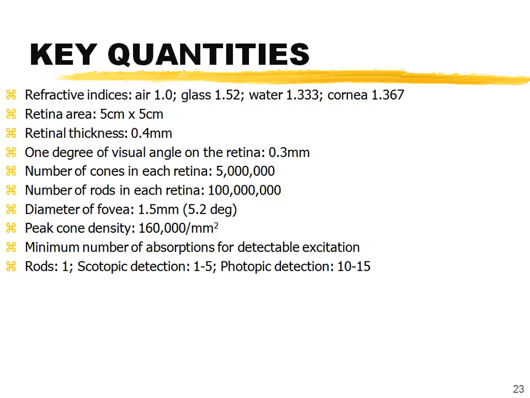Now the minimum number of absorptions for any photoreceptor to actually sense something, for rods, is just 1. Low light detection, scotopic detection, is 1. A single photon of light coming through will fire it off. For scotopic detection, in order to actually differentiate something, it needs about 1 to 5 photons coming through at night time. And of course, for photopic detection, you need 10 to 15. Much higher number of photons need to come through during daytime.